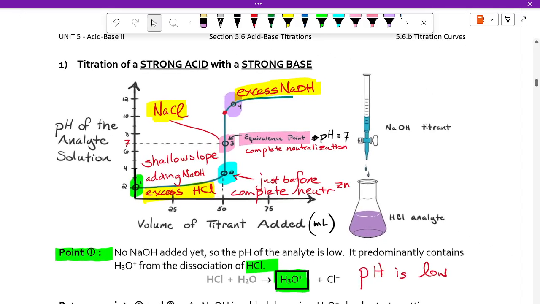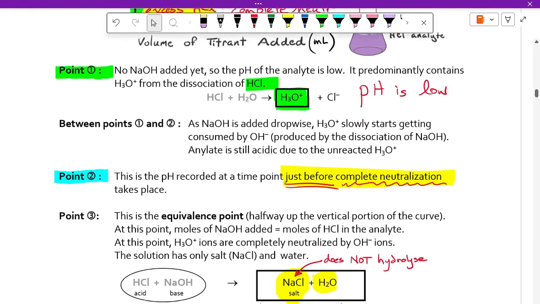Okay, so that is our graph. And let's see what else we're going to look at here.